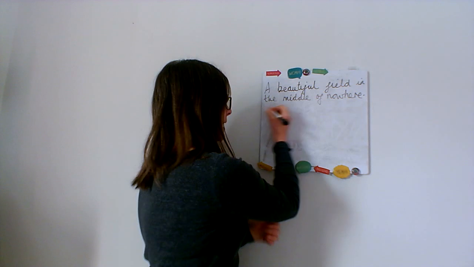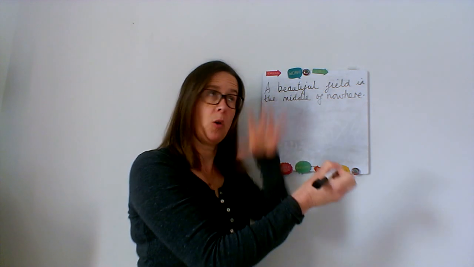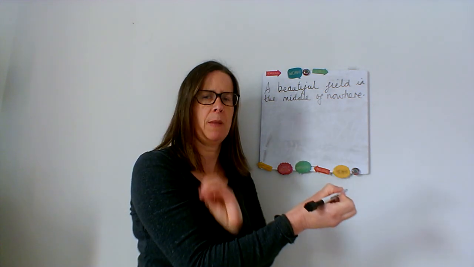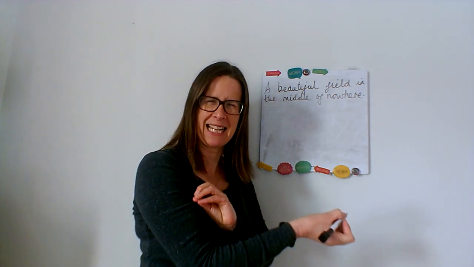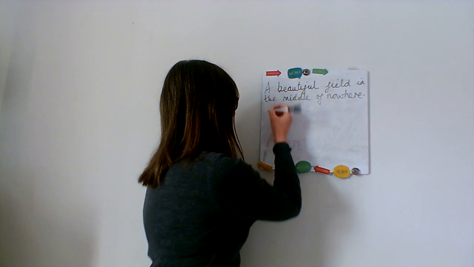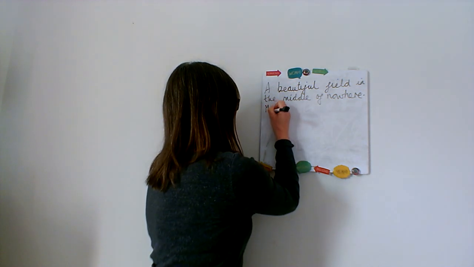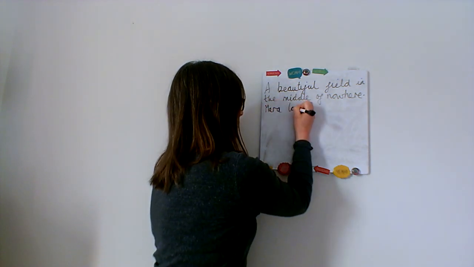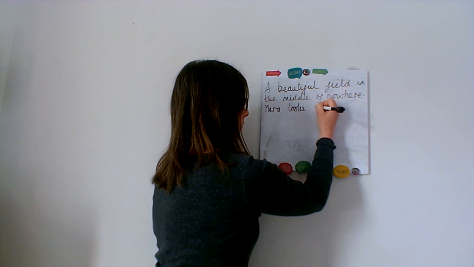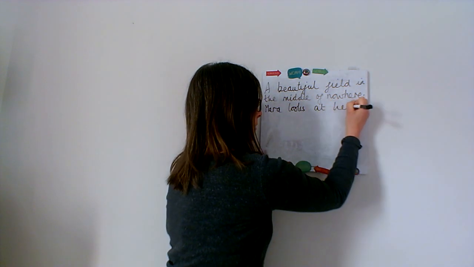So I'm going to say, and you don't have to do it in a different colour. On the example, it's done in a different colour to make it really clear. You don't have to do that. I'm going to say Mara looks at her broken plane.